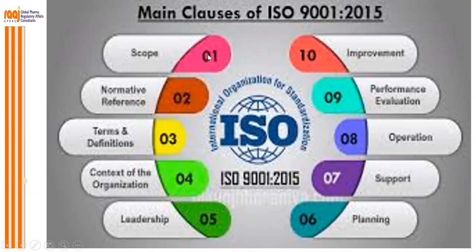Right from the first clause, that is scope, second normative references, terms and definition, context of organization, leadership, planning, support, operation, performance evaluation, and improvement. So these are the 10 clauses you have to remember when we go for ISO 9001 certification.